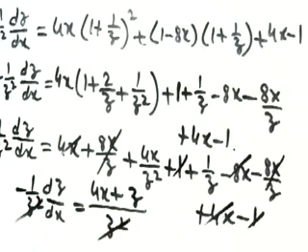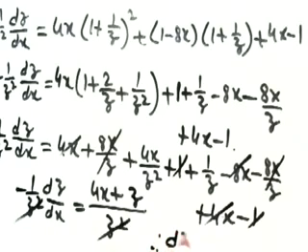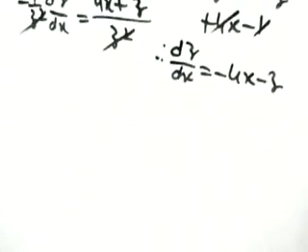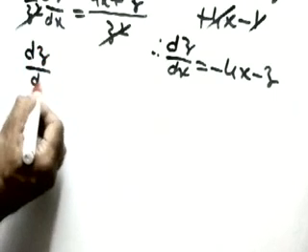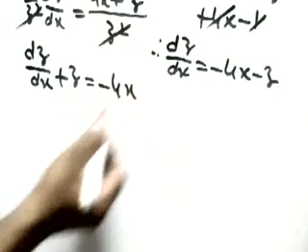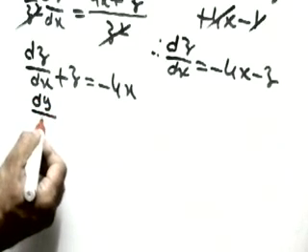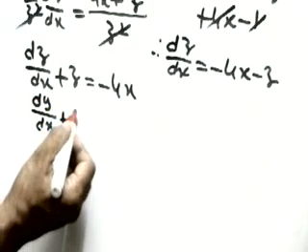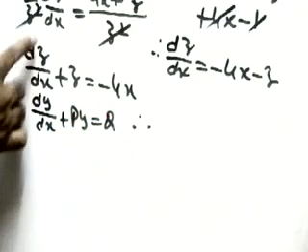Now we cancel this one, z square will get cancelled. Now I am bringing the minus here. So what is left here? dz by dx equals minus 4x minus z. So let me bring z here. If you bring z here, it will be dz by dx plus z equals minus 4x. Now compare with the linear equation. It is reduced to a linear equation. What is the linear equation? dx by dy plus py equals q.